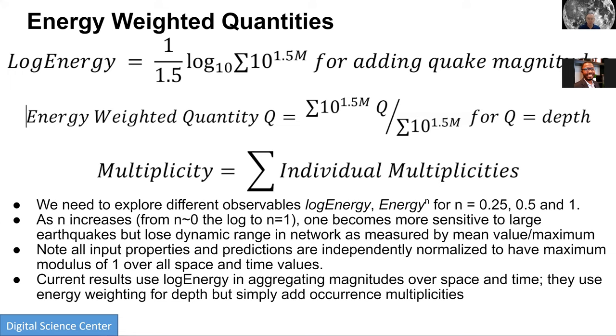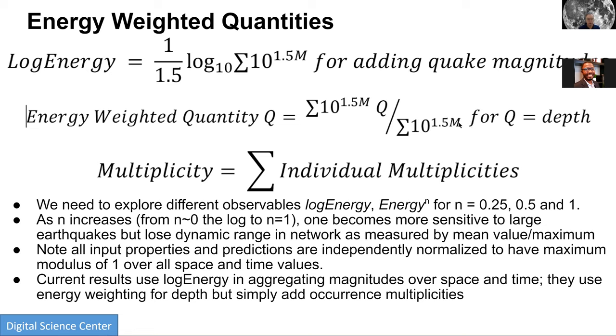Anyway, all these results use log energy. When I write magnitude, it's really the log energy, and that's important, as I say, for adding different quakes in the same bin. Now, as well as the energy in the bin, we have the depth. How do we do the depth? Well, for the depth, we use a related idea. We take every depth, multiply by its energy, and divide by the sum of the energy. So we get energy-weighted depths.